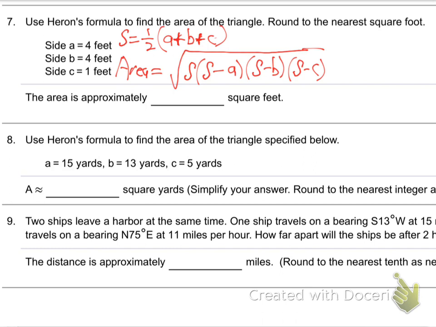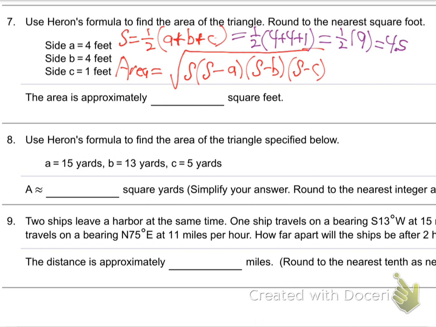So S will be, what is it? It's a half times 4 plus 4 plus 1. What's that? Half of 9, 4.5. Good so far? So there's the formula in red, and now I'm cranking it out in the purple. It's half of the 3 sides added, half of the perimeter, 4.5 there, right? Because if you add up the 3 sides of the triangle, that's the perimeter, and S is half the perimeter.